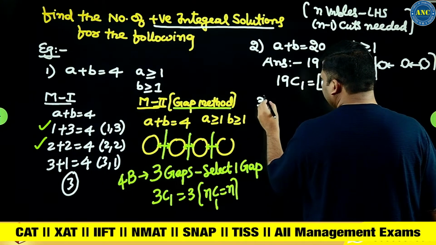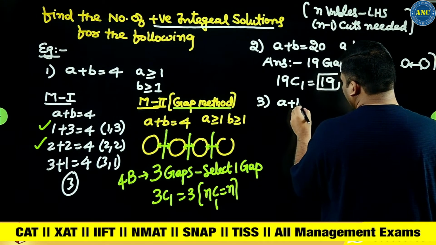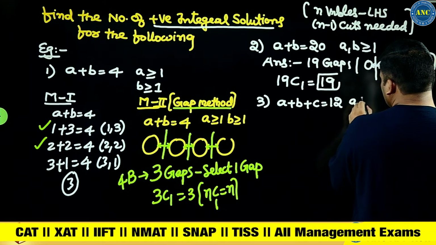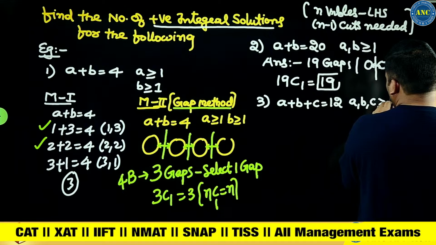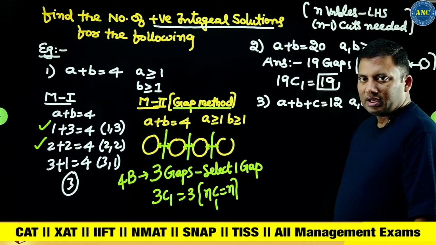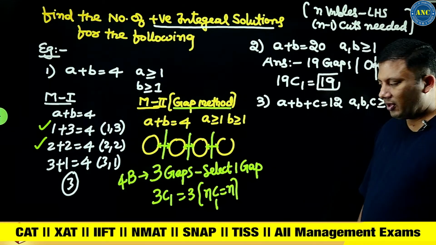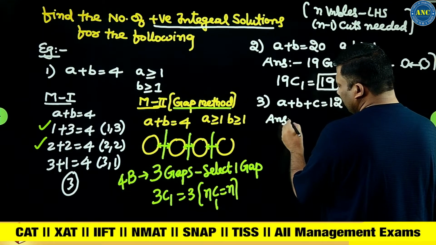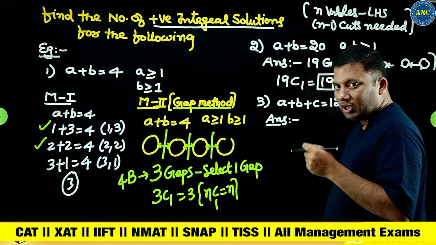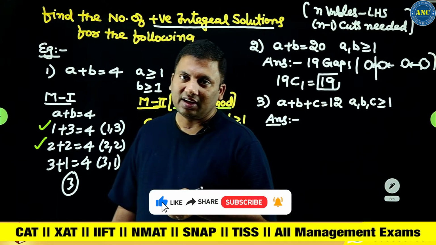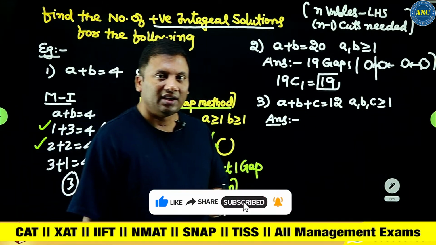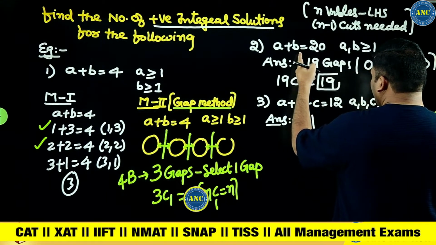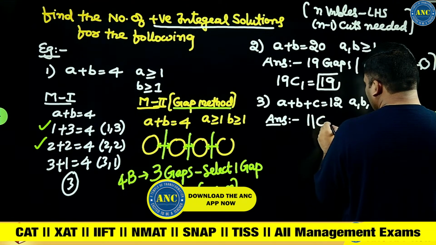Third example: A plus B plus C is equivalent to 12, A, B, C greater than or equal to 1. 3 variables. Immediately it should come into your mind that 12 balls are arranged in a line. If 12 balls are arranged in a line, how many gaps will be there? 11 gaps will be there. 2 variables, 1 cut. 3 variables, 2 cuts.